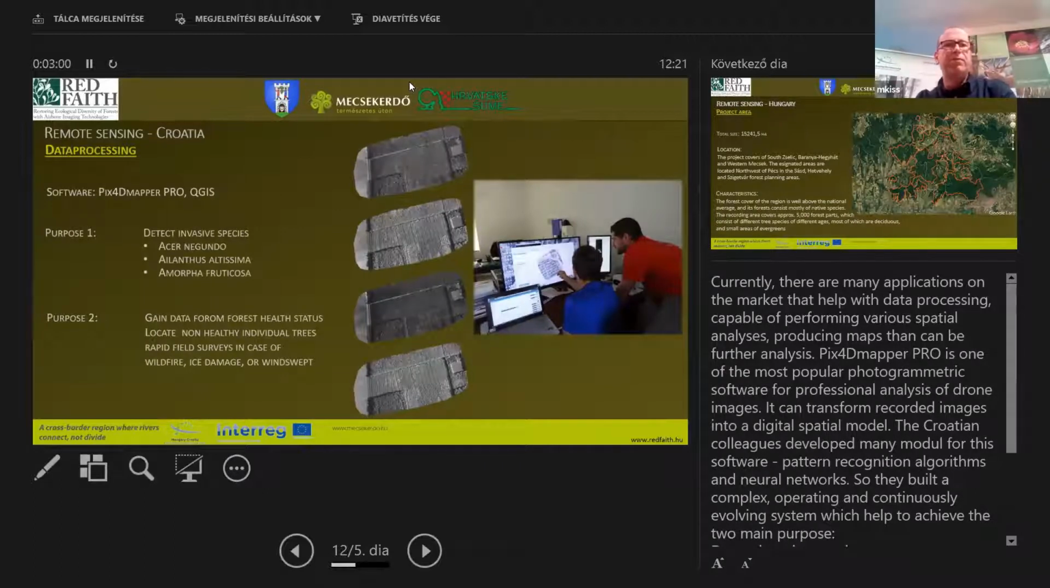Pix4Dmapper Pro is one of the most popular photogrammetric software for professional analysis of drone images. The Croatian colleagues developed many modules for this software: pattern recognition, algorithms, and neural networks. They built a complex operating and continuously evolving system to detect invasive species and gain data on forest health status. Besides the conservation benefits, the remote sensing data has economic benefits too. They can identify and mark for cutting a sick individual tree before it loses its market value.